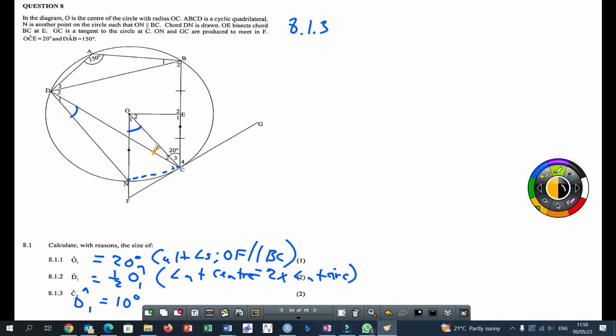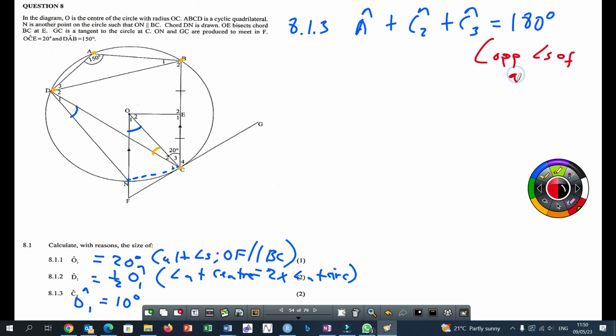Now, if you want to find that angle there, you have to identify a cyclic quad. So, we've got cyclic quad ABCD. So, the opposite angles must add up to 180 degrees. So, we'll say angle A plus C2 plus C3, they should add up to 180. And your reason there, it will be opposite angles of a cyclic quad.